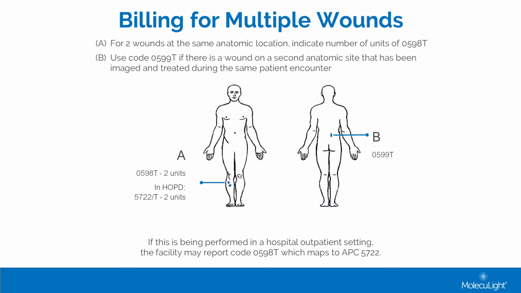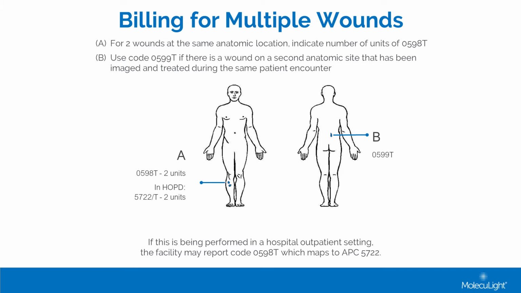If you do happen to have multiple wounds in your patient encounter, and you're going to be using the MolecuLight device to image multiple wounds at different locations, there is a procedure in the billing process that we have utilized with these 2 new codes that went effective July 1st. For 2 wounds on the same anatomic location, say right lower extremity, you will bill the number of units with the first code, 0598T, with 2, 3, 4 units depending on how many wounds there are on that particular extremity or site.